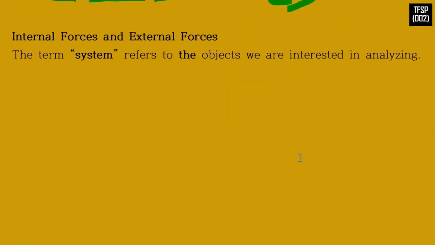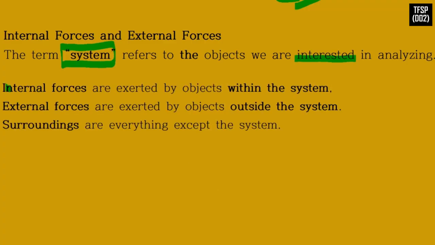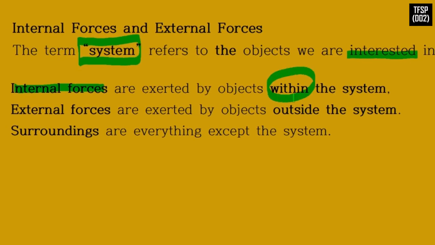Internal forces and external forces. The term system refers to the object we are interested in analyzing. Internal forces are exerted by objects within the system, whereas external forces are exerted by objects outside the system. The surroundings are everything except the system.